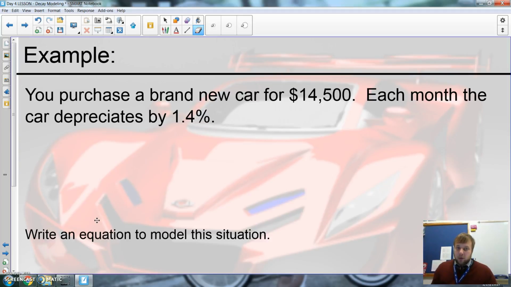Next, you purchase a brand new car for $14,500. Each month, the car depreciates by 1.4%. Check out that beauty car. Wow, you've got a steal, man. All right, so write an equation. My equation is going to be y equals, what is my starting value?